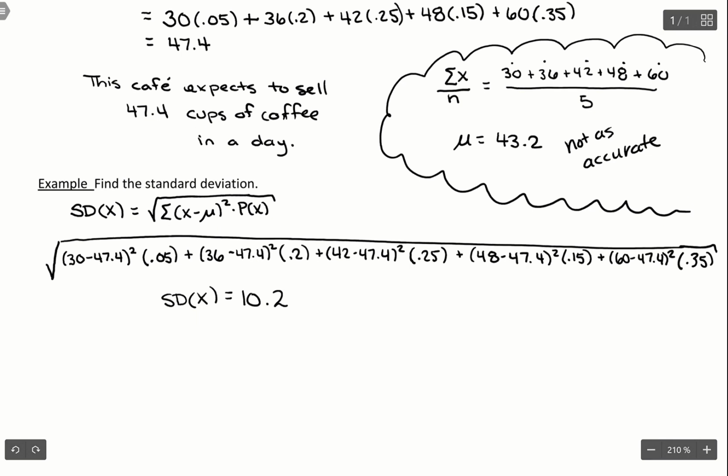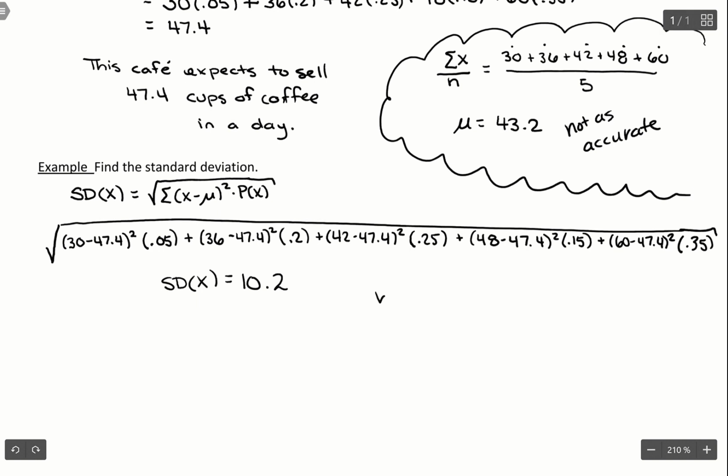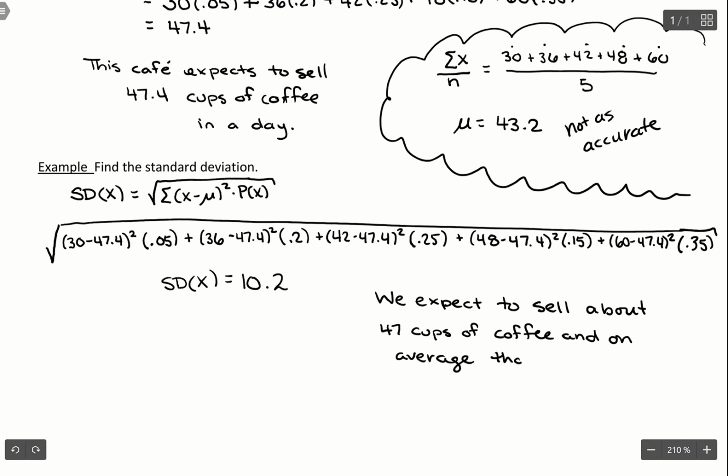So what this tells us, using that expected value and that standard deviation, is we expect to sell about, I'm going to round that value to a whole number since they're cups of coffee, so we expect to sell about 47 cups of coffee. And on average, that deviates by about 10 cups of coffee. So that's how we calculate mean and standard deviation with this probability distribution.